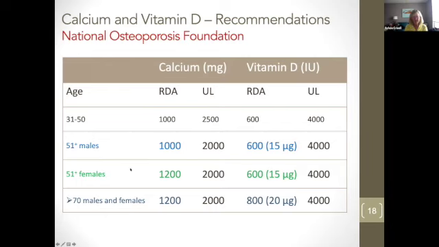But let's just take a look at this. The National Osteoporosis Foundation says males need this much calcium and vitamin D over the age of 51, and females need more calcium and the same amount of vitamin D. And when people get over 70, the vitamin D amount goes up.